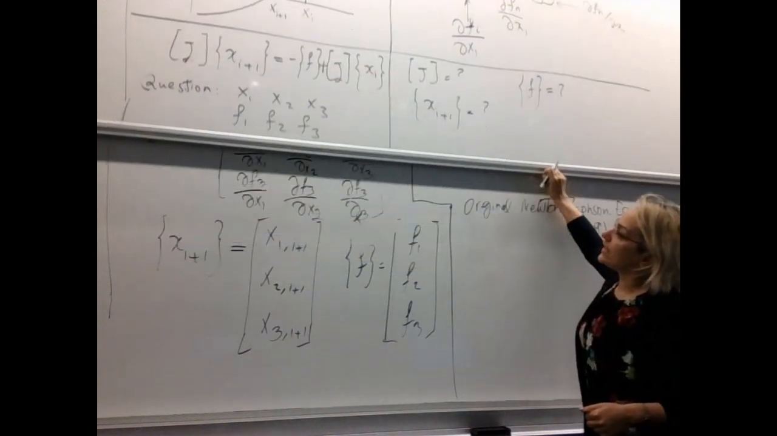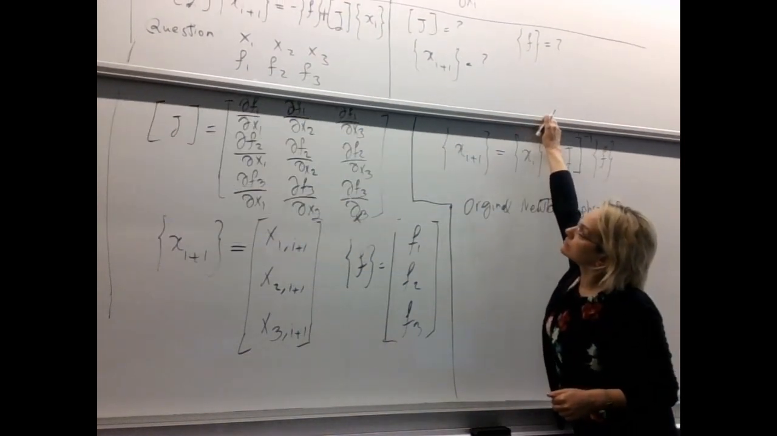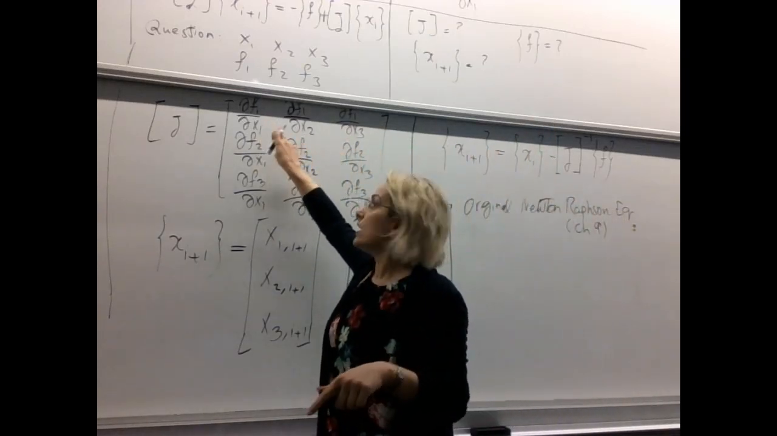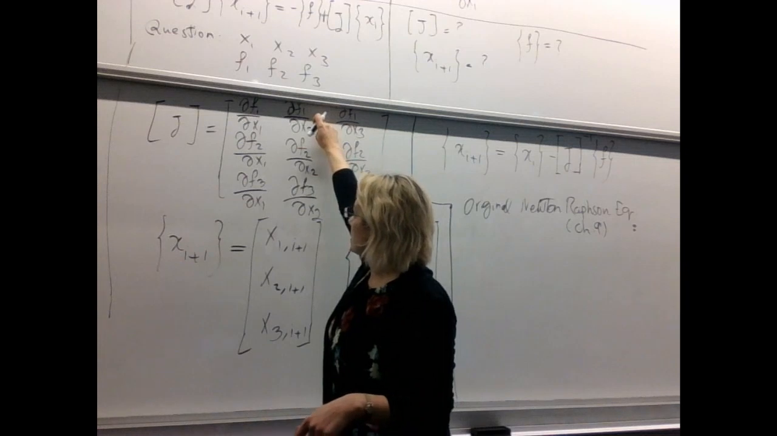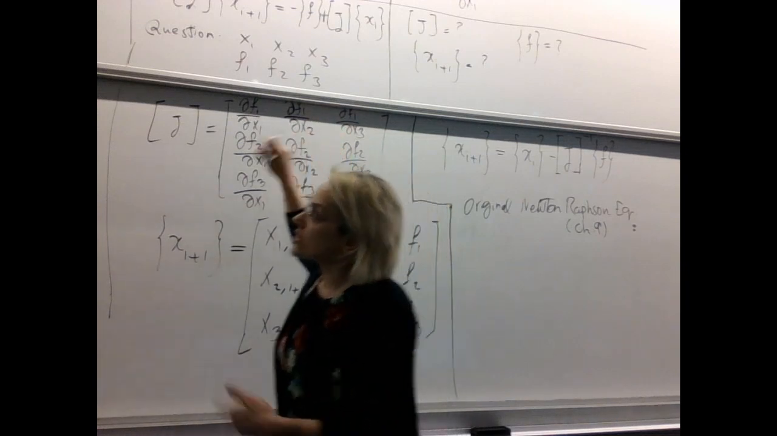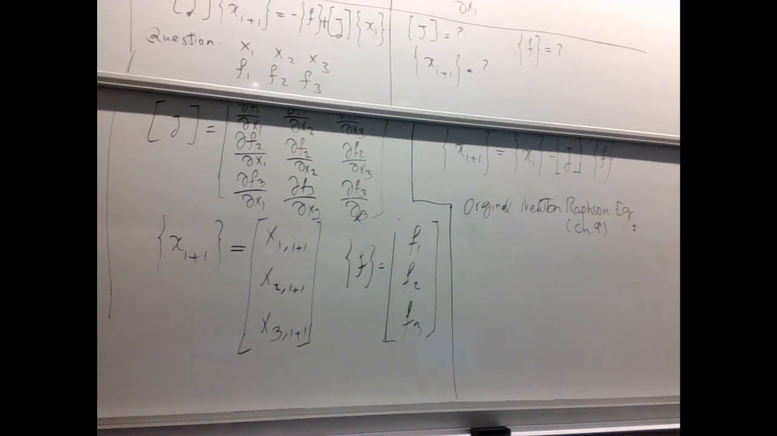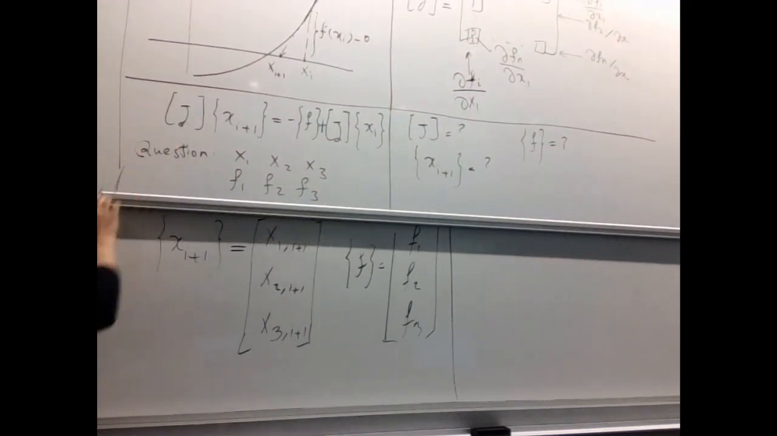And when you look at it here, it is the partial derivative of f1 with respect to x1. So, for example, the partial derivative of f1 with respect to x2. So it's exactly the same thing. We are going to extract the Jacobian from here. In fact, if you expand this equation, it's going to be similar to this equation. So it comes from this equation, the original system that we had.